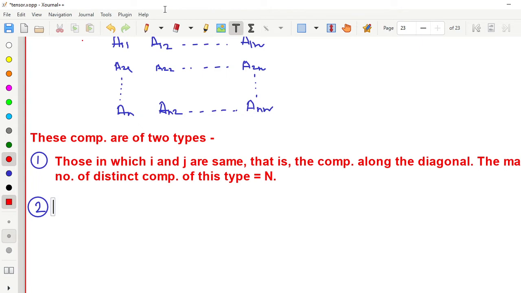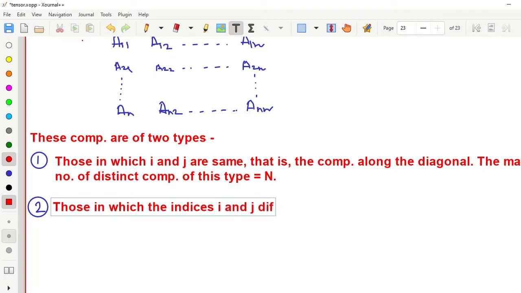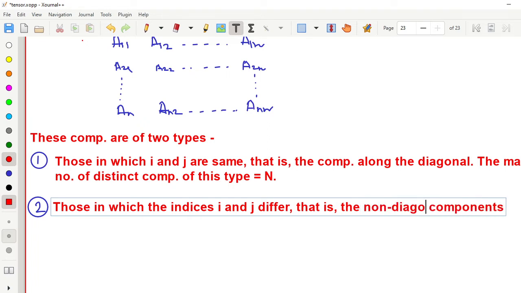এটা যে এক ধরনের টার্ম. এবার হচ্ছে তারা যারা ডায়াগোনালে নয়, those in which the indices i and j differ. That is the component along the non-diagonal. That is the non-diagonal component.